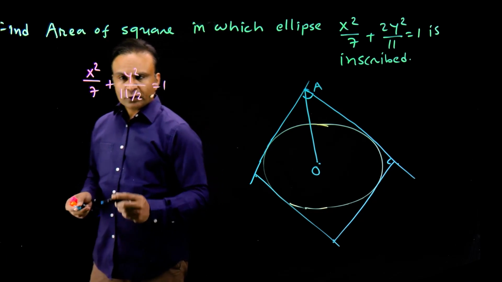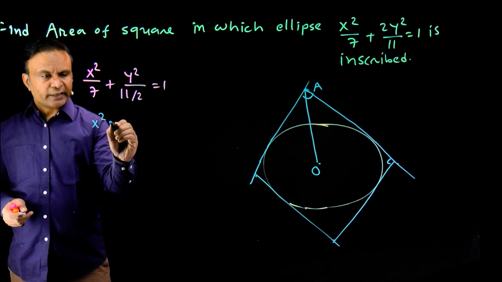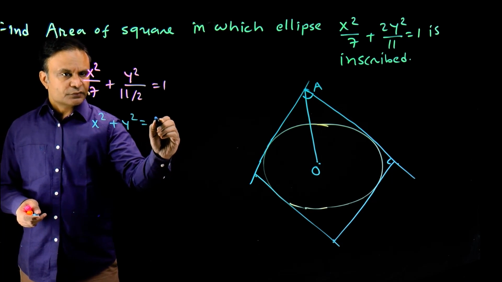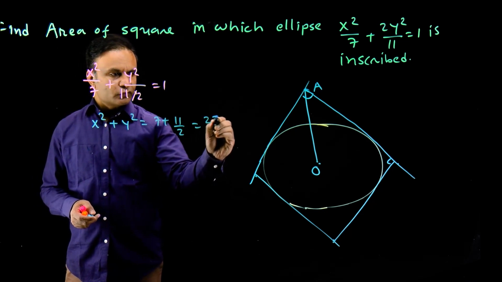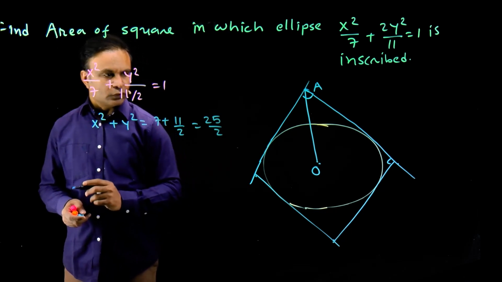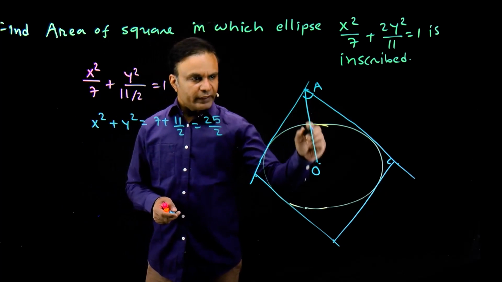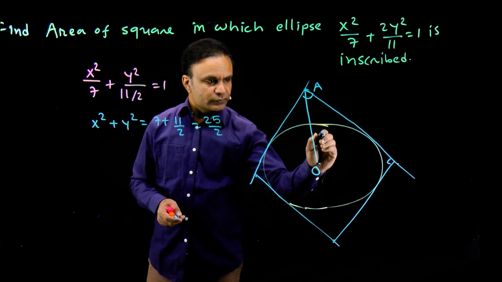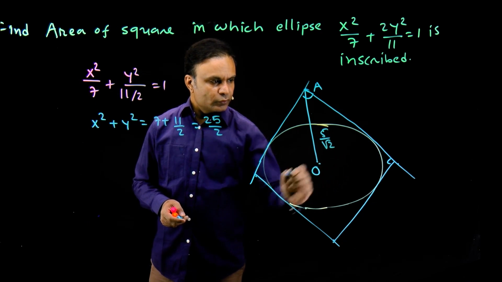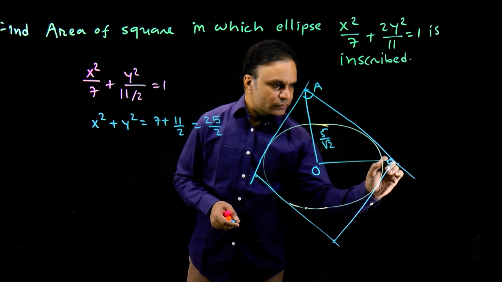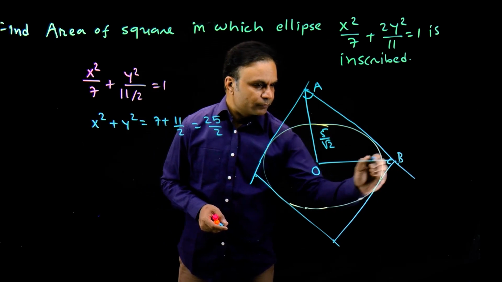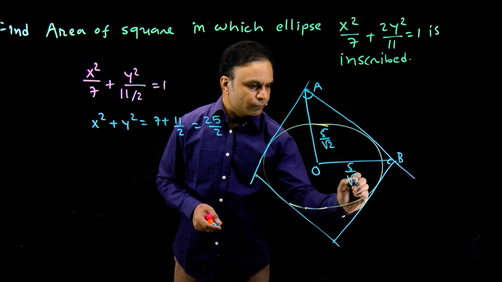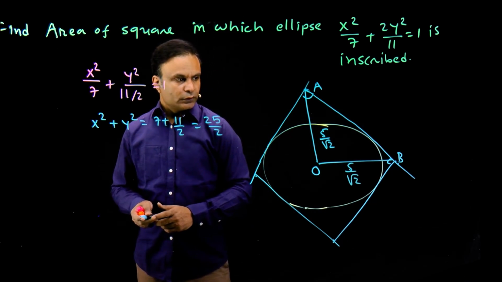So we get the equation of the director circle first. It is x square plus y square is equal to 7 plus 11 upon 2. This is 25 upon 2. So the radius OA of the director circle is 5 upon root 2. Let's join this vertex to the center. Suppose this is point B. So this is also 5 upon root 2.